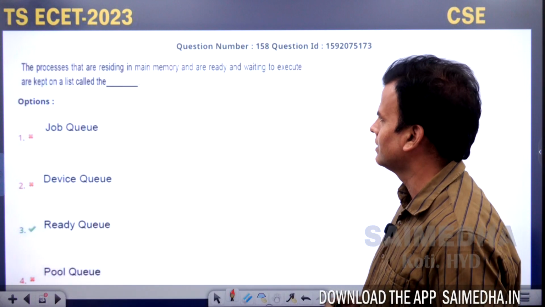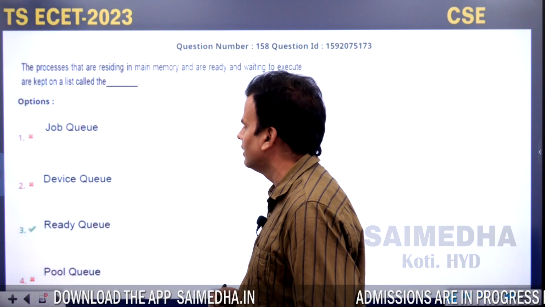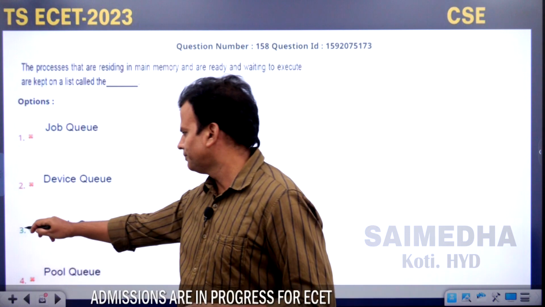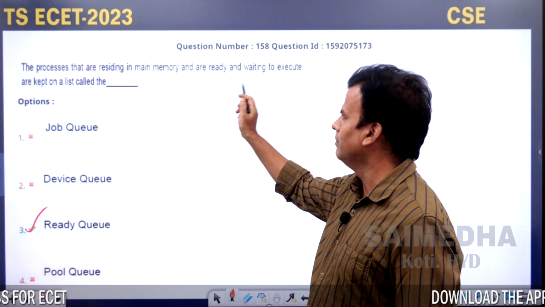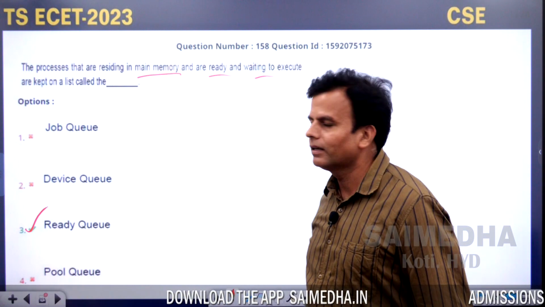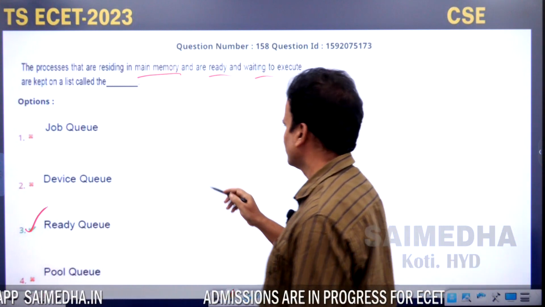The processes that are residing in main memory and are ready and waiting to execute are kept on a list called what? Ready queue. Let's see this once again. The processes that are residing in main memory and are ready and waiting to execute, such kinds of processes we are collecting inside the ready queue. Okay. Let's see this one.